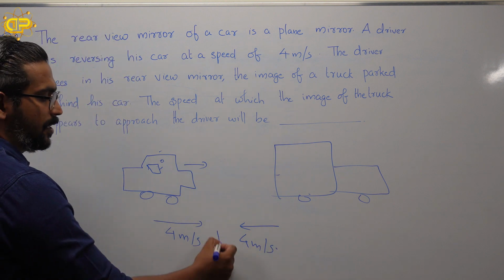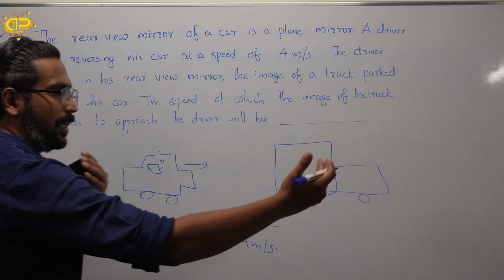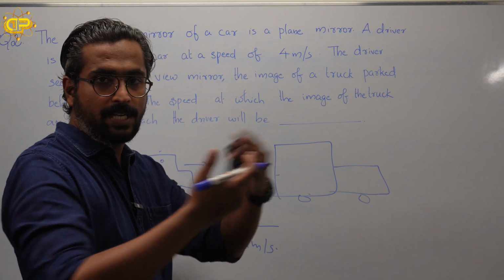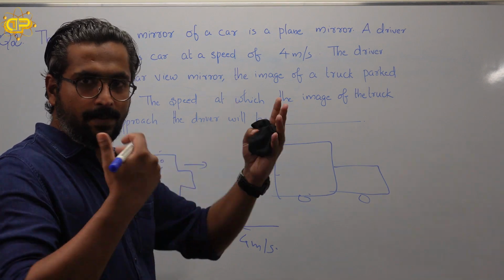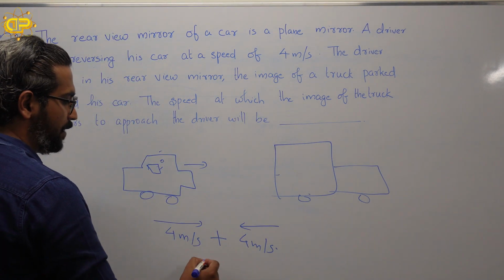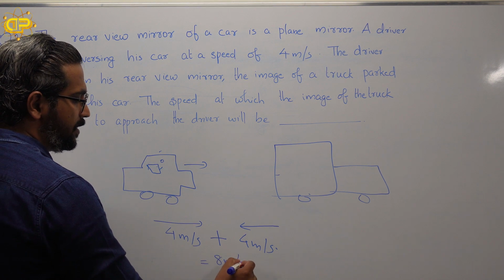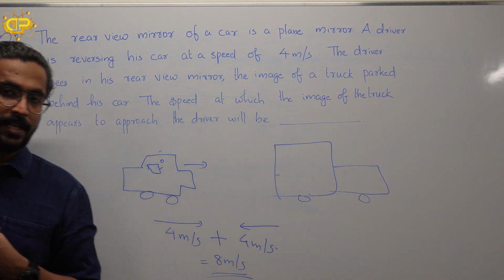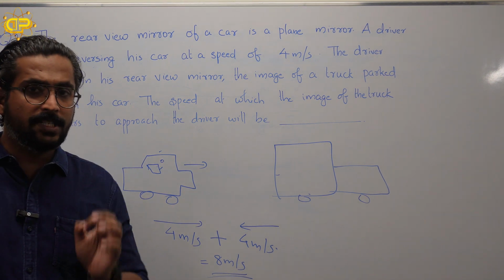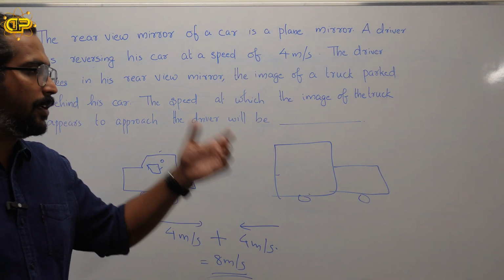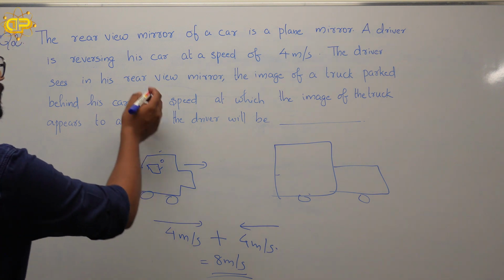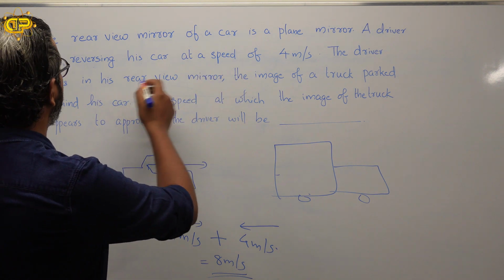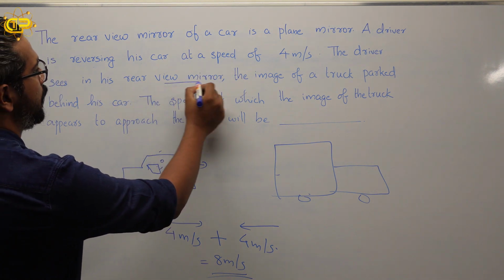Then you need to add these. Why? Because both are approaching each other, so it feels that the velocity is increasing. So 4 plus 4 will be 8 meter per second. So this is a simple question. There are two concepts here. One concept is the plane mirror, and here you can see it is a rear view mirror, and the driver sees in his rear view mirror.